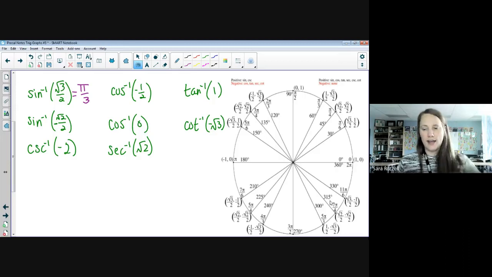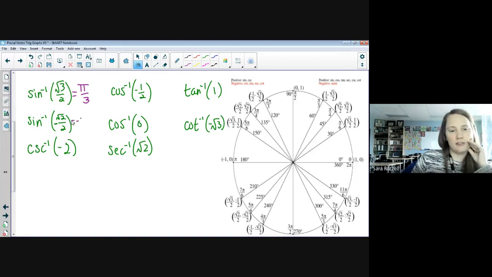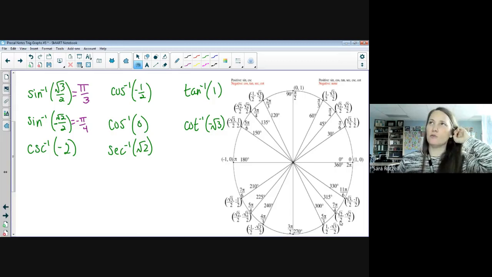Remember, we don't write down 7 pi over 4. We just write down negative pi over 4. We're just going to do it from this x-axis. So our answer would be negative pi over 4. It's in the same spot if you put 7 pi over 4, but in any formal way, or if you want to be specific, that's the answer that you're going to see.